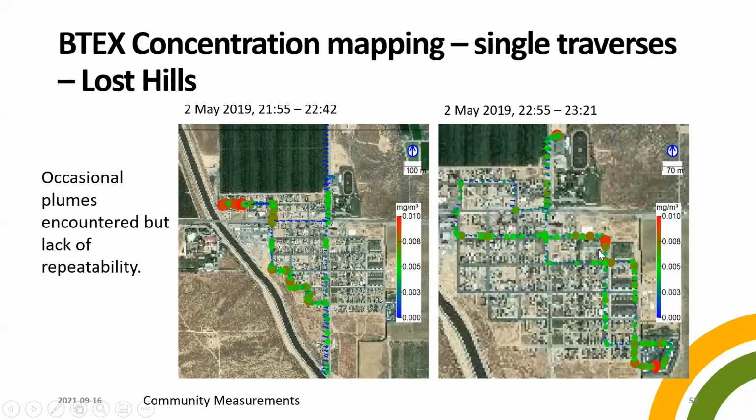In some places we have not been driving exactly in the same places, but in general we have not been able to see so many consistent patterns with the BTEX, even though we have very distinct plumes every now and then, and the response of the sensor has been good.